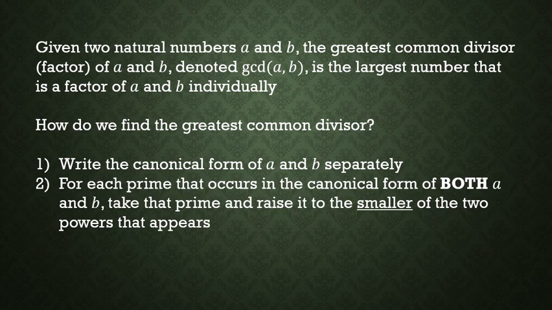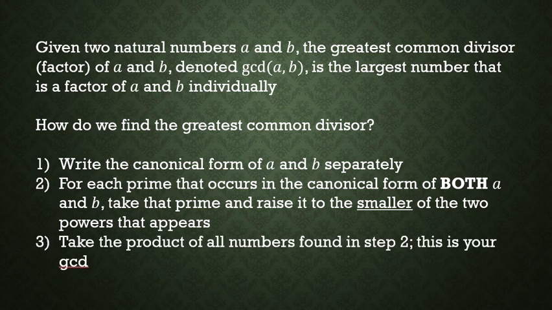Then, for each prime that occurs in the canonical form of both a and b, we're going to take that prime and raise it to the smaller of the two powers that appears. So what I mean here is, suppose in a you have 3 squared, and suppose in b you have 3 cubed. We're going to have that prime of 3, but for the GCD, we're going to raise it to the power of 2, the smaller of those two exponents, or those two powers. Step 3, we're going to take the product of all the numbers that we found in step 2, and whatever that product is, that is our GCD. So this seems like a confusing process just written out as such. Let's see how we do it with a sample problem.